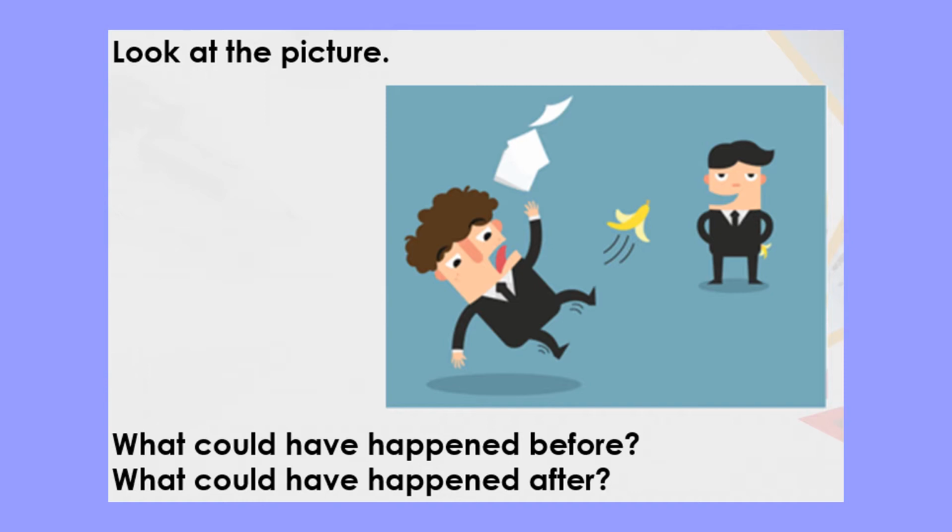Well, the man throwing the paper in the air and falling over, he might have just been walking along, not noticing that he was about to slip on a banana skin. What could have happened after? Well, I'd like to think that the man in the background might have gone over and helped the man to get back up again. Maybe he helped him to sort out all his papers that were all over the place. Notice how I use the words before and after.